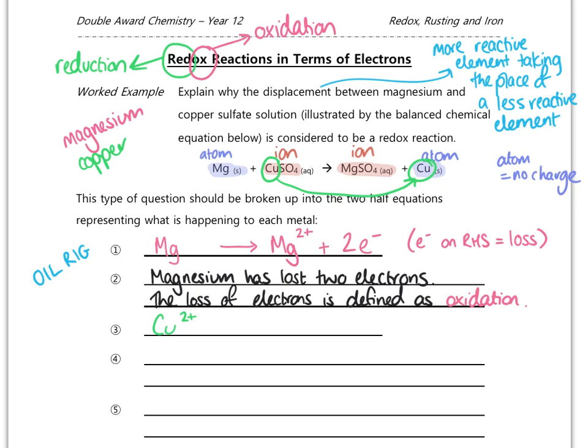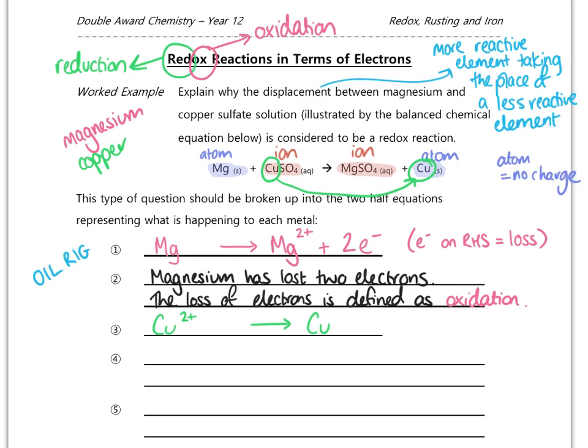That is forming a copper atom. So we draw our arrow, and our copper atom on the right hand side will have no charge. Remember, atom means no charge. So again, we need to balance this half equation in terms of its charge. Our charge on the left hand side is +2 from our copper ion, and there's no charge on the right hand side. It has a charge of 0.